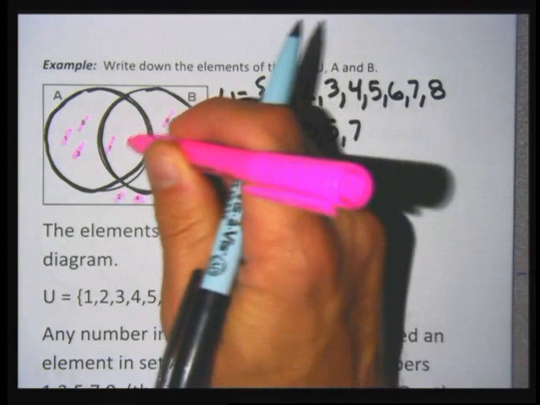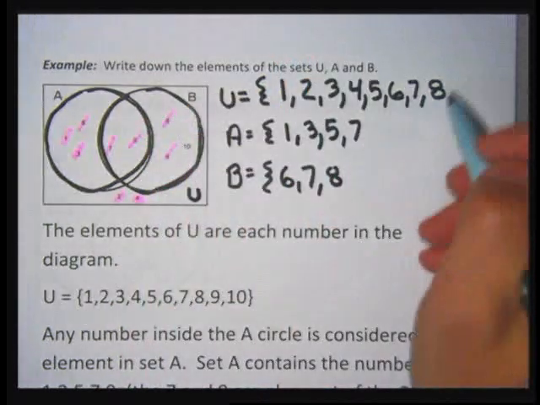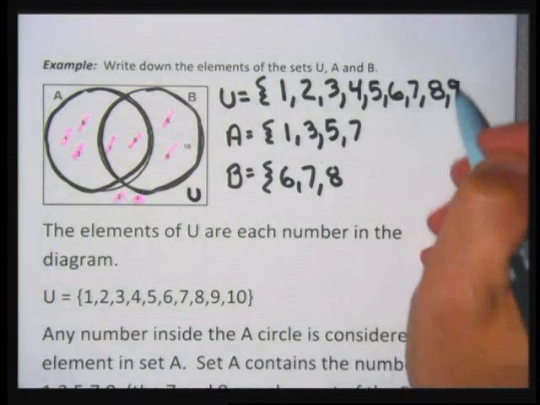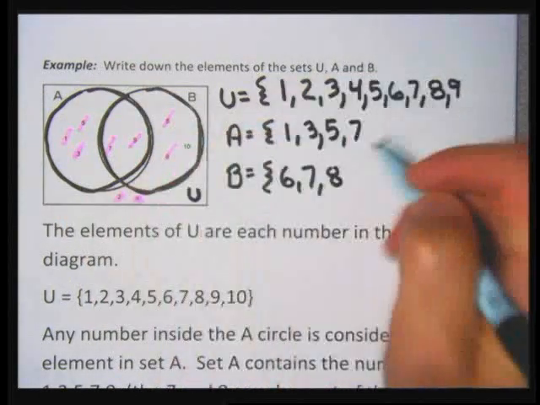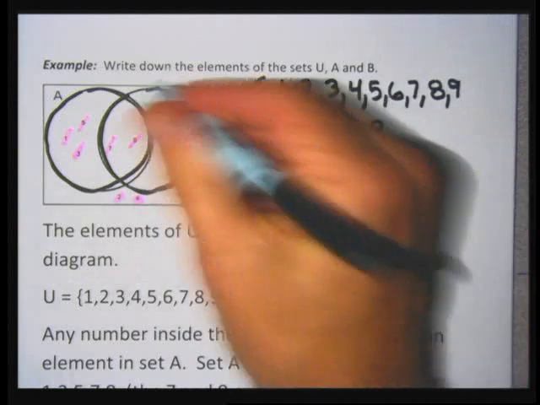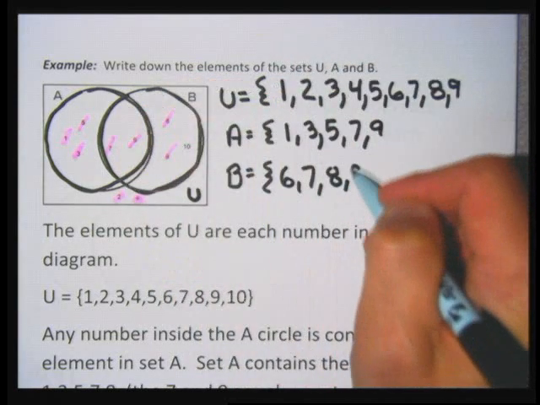9 is just like the 7. It's part of my diagram, so it's in the universe. It's in the A circle, so it belongs in the A set. It's in the B circle, so it belongs in the B set.